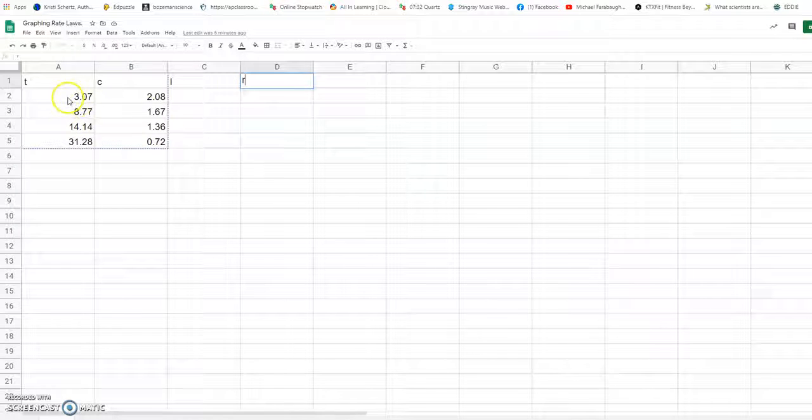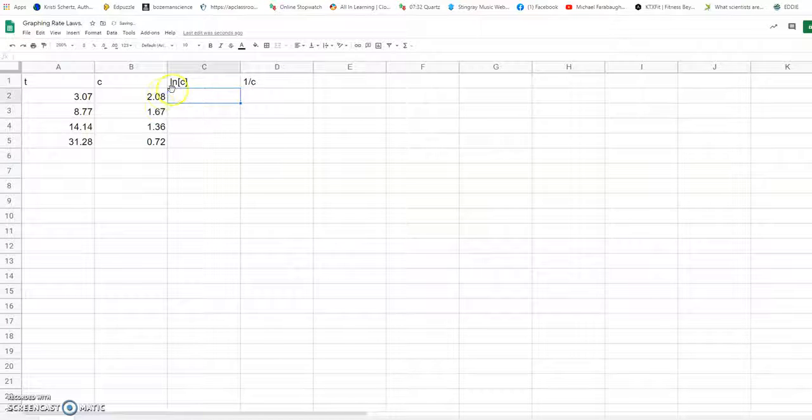So here's my data. So what I'm going to do now is I'm going to go ahead and fill in the rest of the data. So let's call this log of concentration of C. And then I'm going to call this one the reciprocal of C. Okay, you can pause this video whenever you need to and go ahead and fill in your Google Sheet, but I'm going to go ahead and go on.